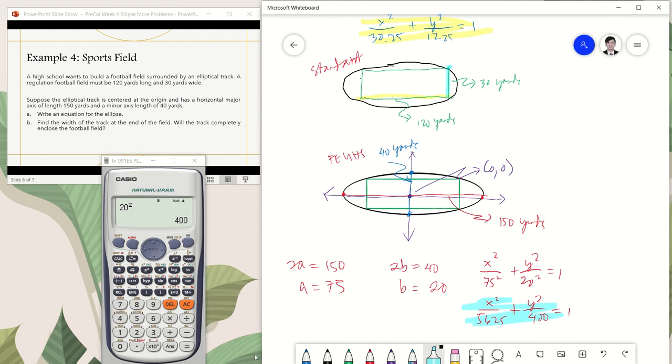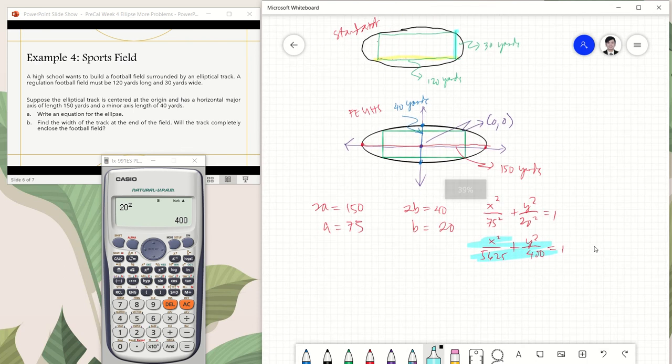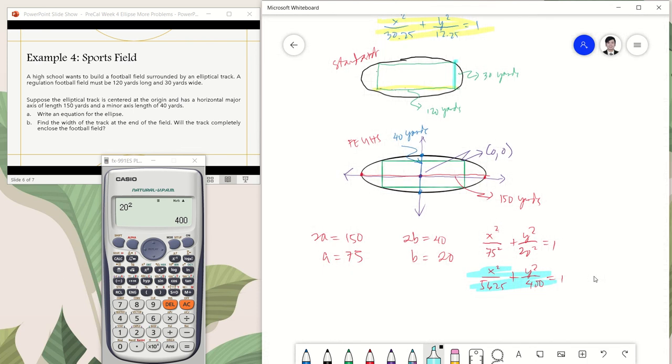Okay, now let's continue with B. So we're asked to find the width of the track at the end of the field. Itong sa FEU High School ha, hindi sa standard yung binigay sa atin na condition ng regulation football field. Kasi alam naman natin na yung wideness niya is 30 yards.